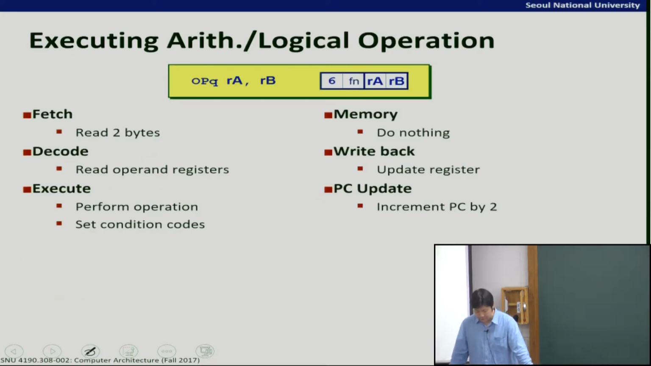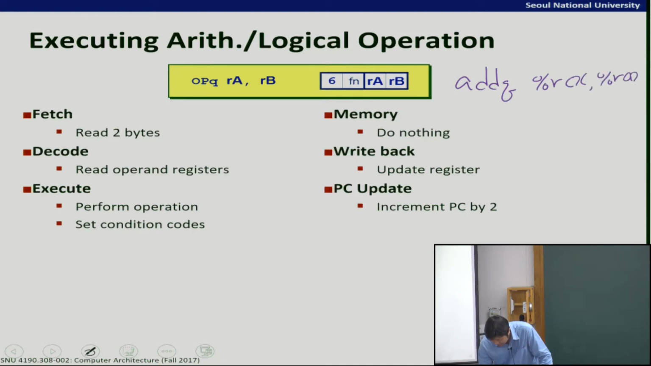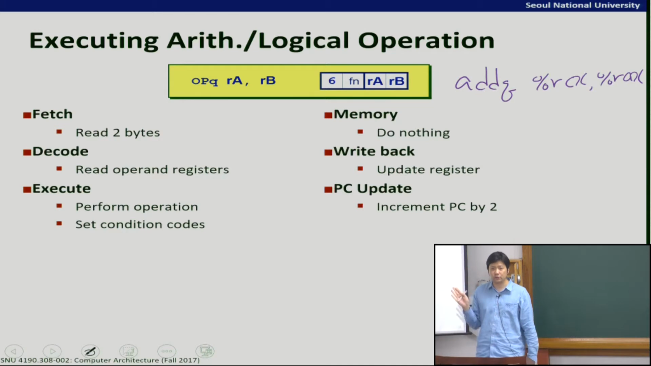So let's start with a very simple one first. Let's think about arithmetic logical operations such as add, sub, and so on. For individual types of instruction, I'm going to go over what needs to be done in each of these stages. So here we have, let's say, an add instruction with RA and RB. Let's say you want to execute addq RCX, RAX. What needs to be done?